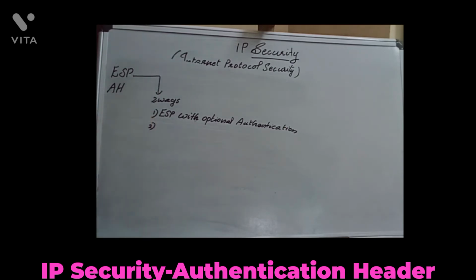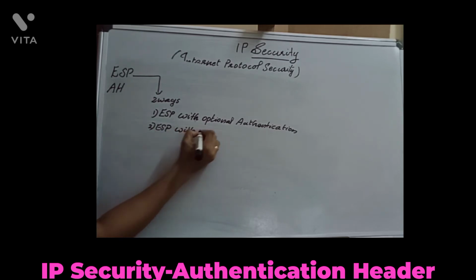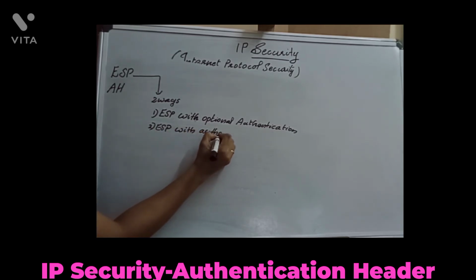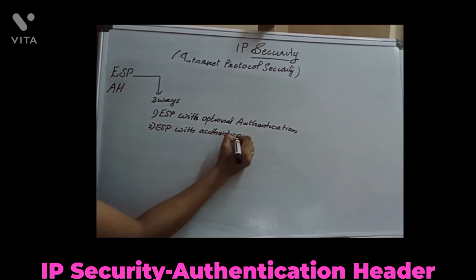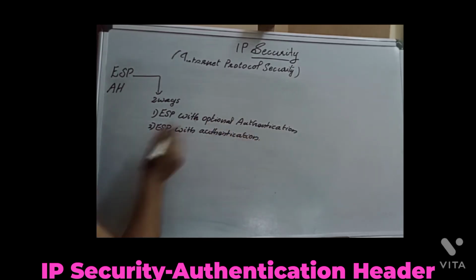Second one is ESP with authentication. ESP can be implemented in two ways: ESP with optional authentication and ESP with authentication. In the first case, we can achieve both authentication and confidentiality. In the second case, ESP with authentication, only confidentiality will be achieved, not authentication.